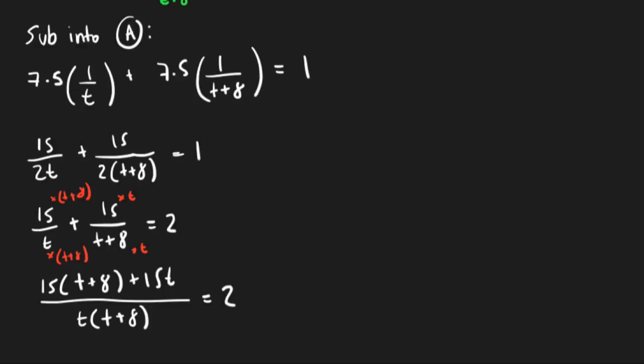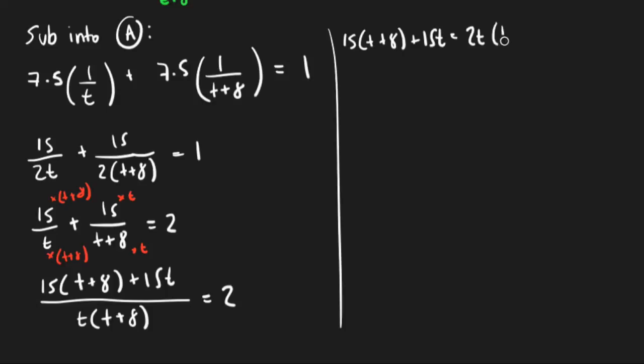Okay, just going to bring everything to this side. So I'm going to bring this denominator over to the other side. So this becomes 15(t plus 8) plus 15t is equal to 2t(t plus 8). Now we're just going to expand. We get 15t. What's 8 times 15? Well, it is going to be 120, I believe. Yep. Plus 15t gives us 2t squared plus 16t. So you can see we've ended up with a quadratic. That's why this is related to the topic of quadratics.